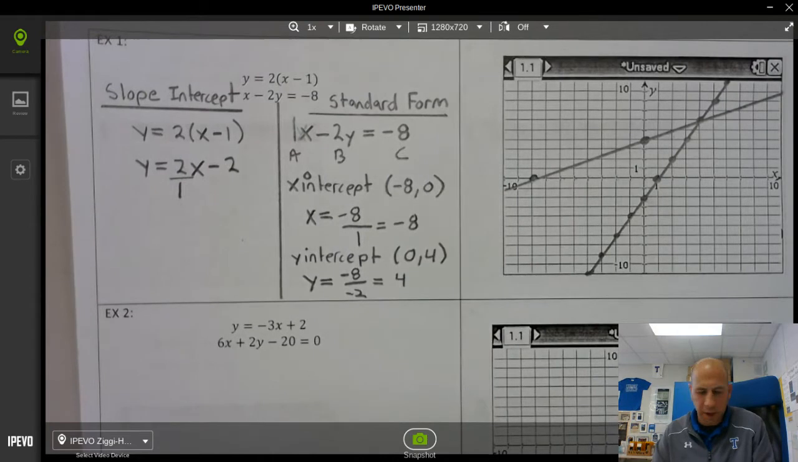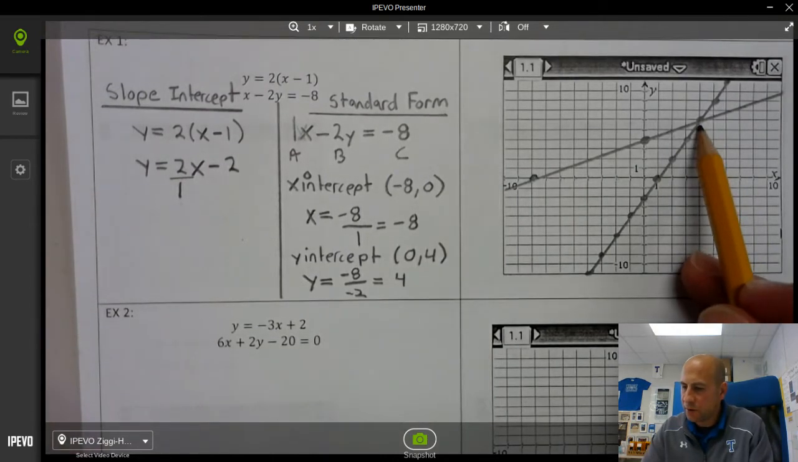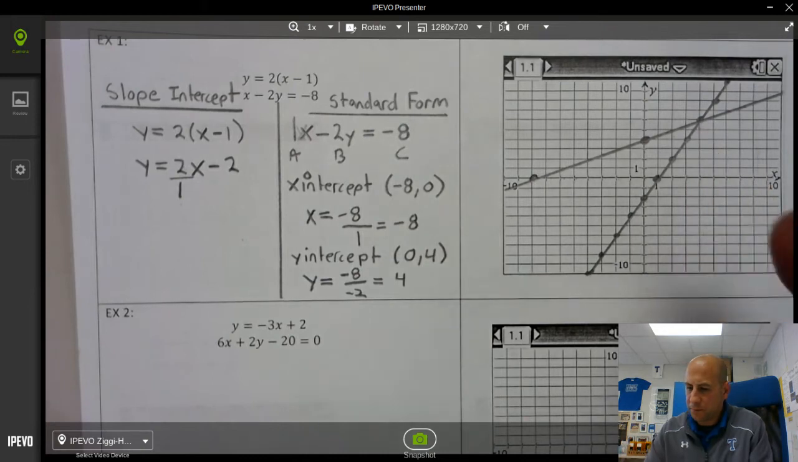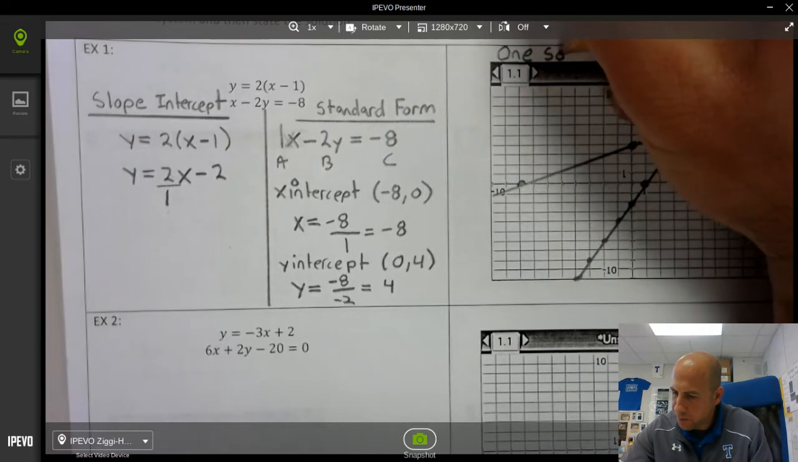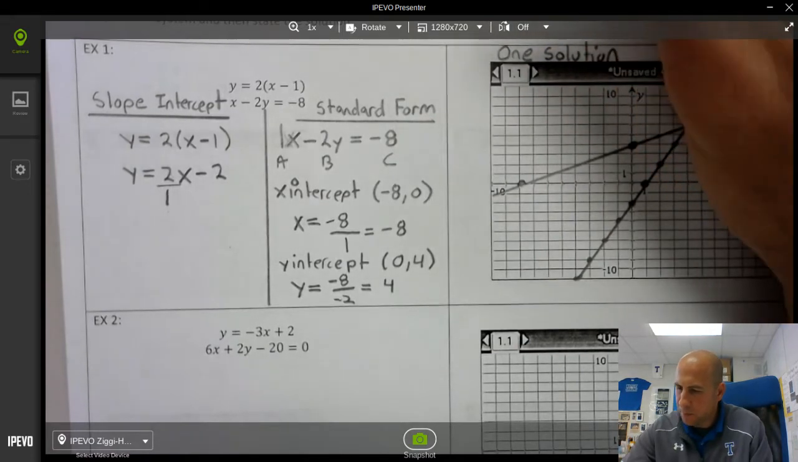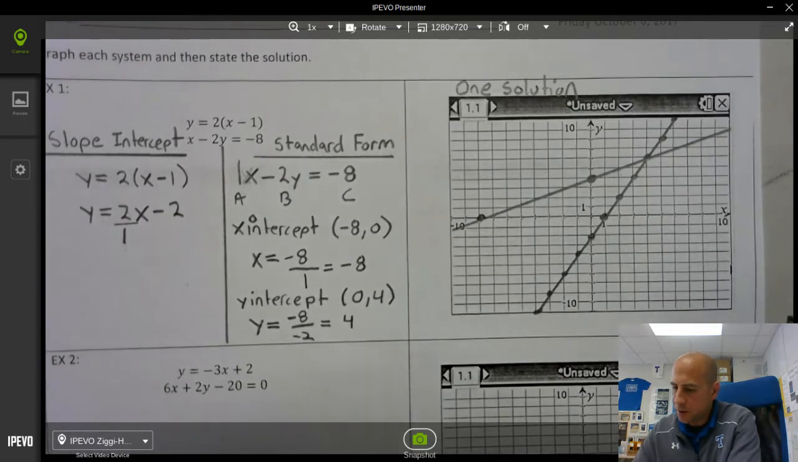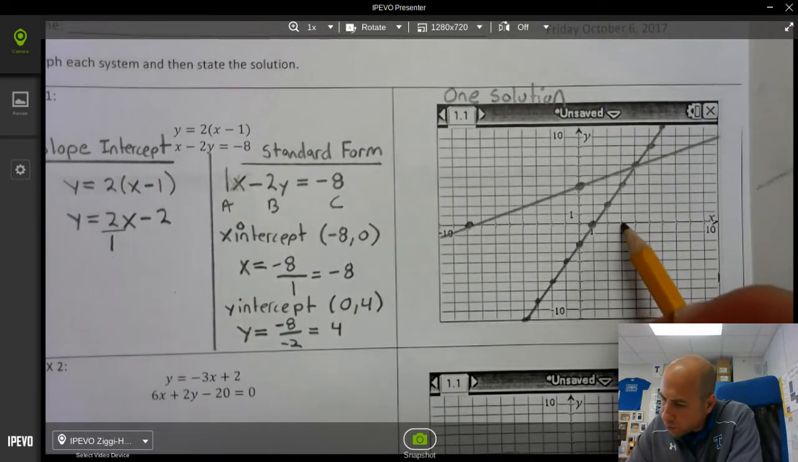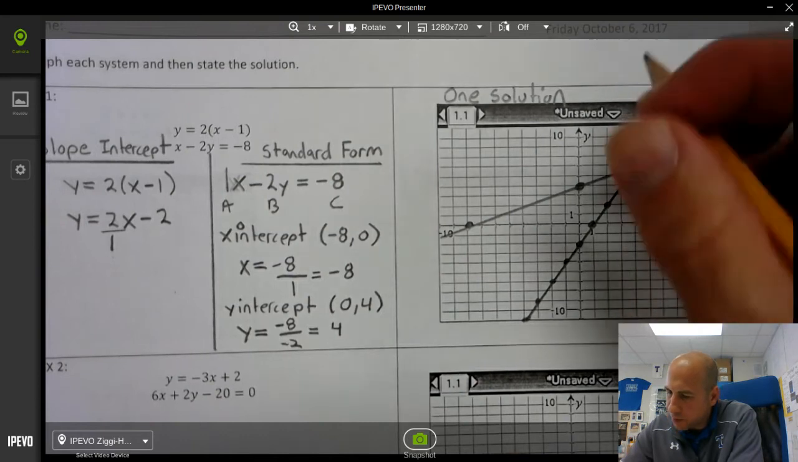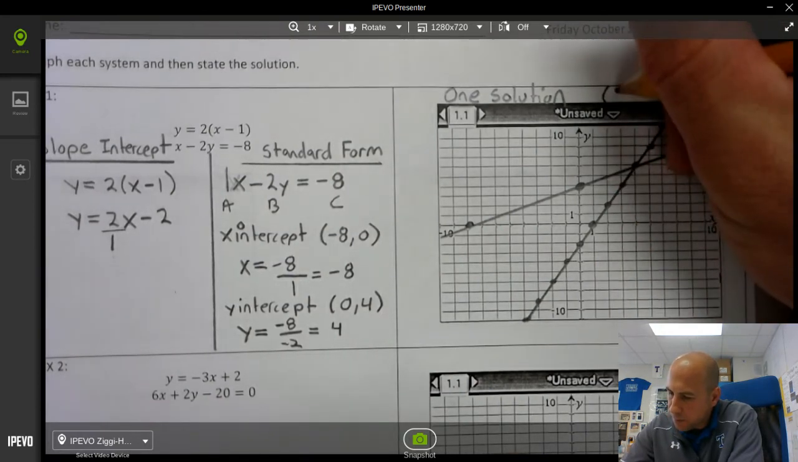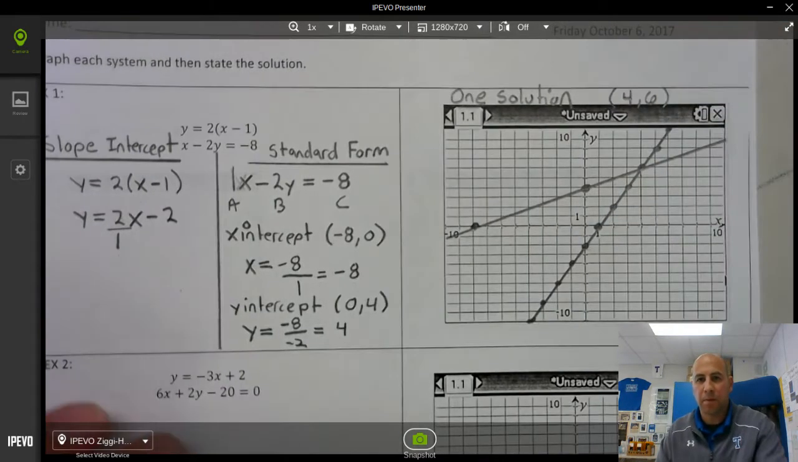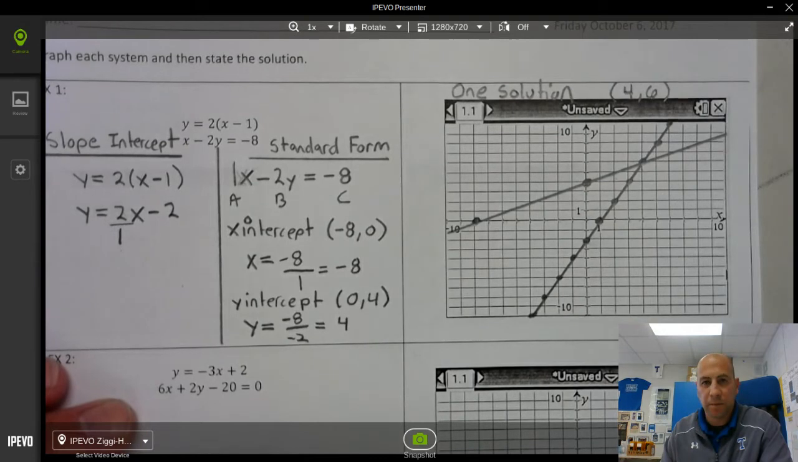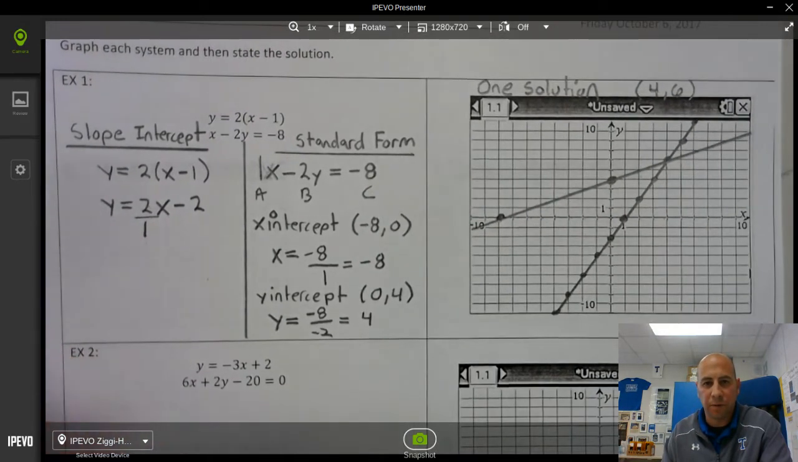Now it looks like we're looking at the one solution because it intersects at one point. So we have one solution, which that one solution is 1, 2, 3, 4, 1, 2, 3, 4, 5, 6. So 4, comma 6. All right, so that's example 1. So let me let you pause for a moment and you finish up example 1.